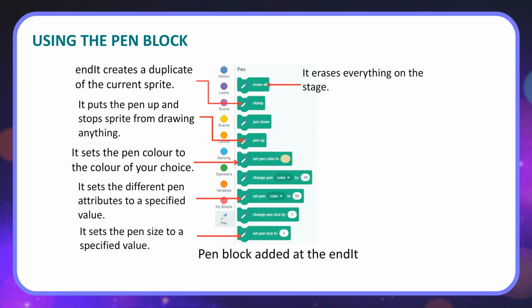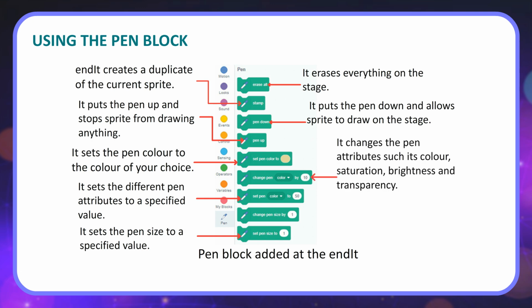It erases everything on the stage. It puts the pen down and allows sprite to draw on the stage. It changes the pen attributes such as color, saturation, brightness and transparency. It changes the pen size by a specified value.